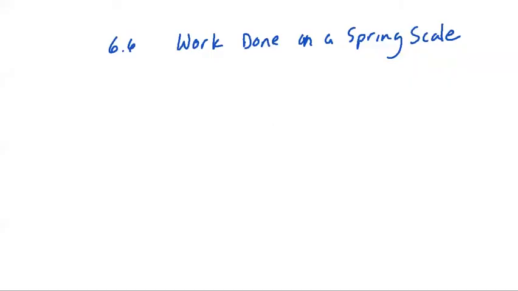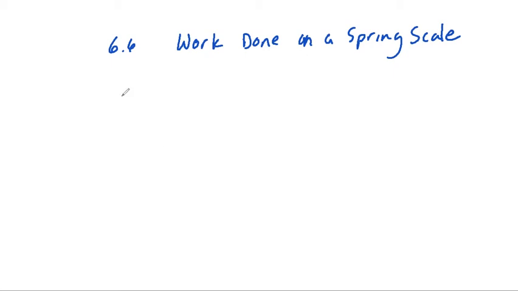All right, this is example 6.6. It's done on a spring scale, and it reads: a woman weighing 600 newtons steps on a bathroom scale that contains a stiff spring. In equilibrium, the spring is compressed 1 centimeter under her weight. Find the force constant of the spring and the total work done on it during compression.